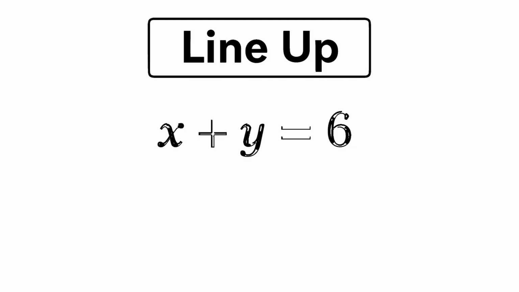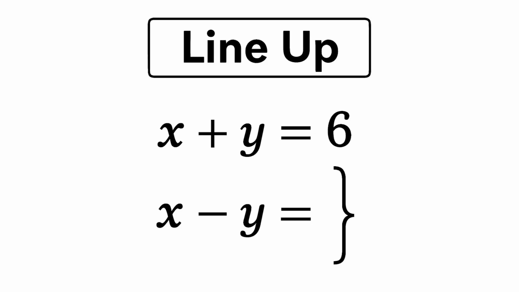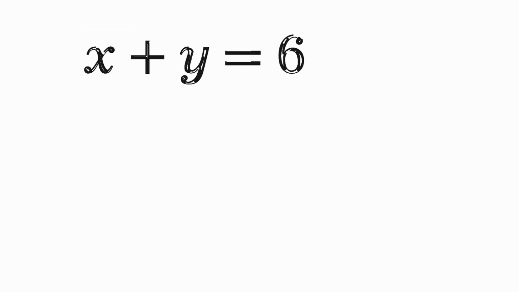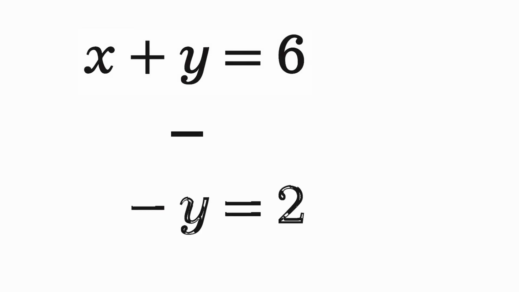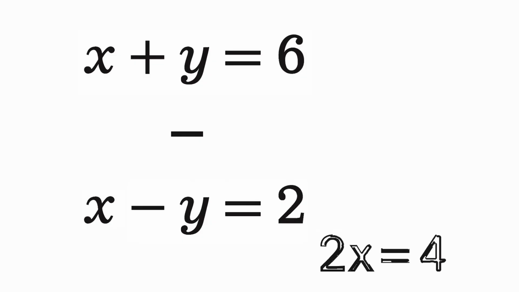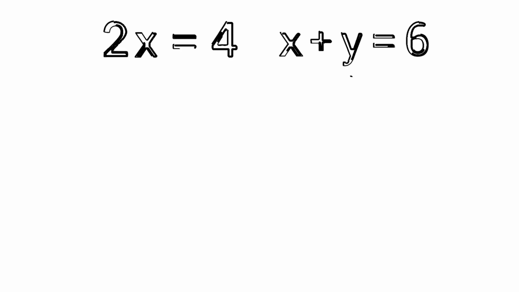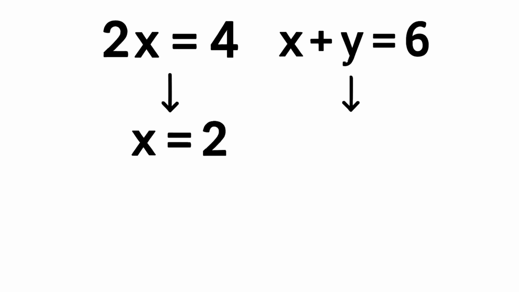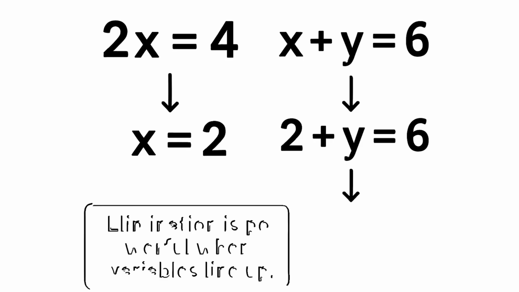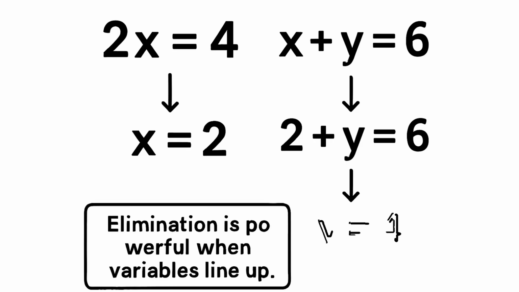Finally, elimination. With elimination, you line up both equations and add or subtract them to cancel out one variable. For example, if you have x plus y equals 6 and x minus y equals 2, you can subtract the second equation from the first. The y terms cancel, and you're left with 2x equals 4, so x equals 2. Then you plug x back into either equation to find y.